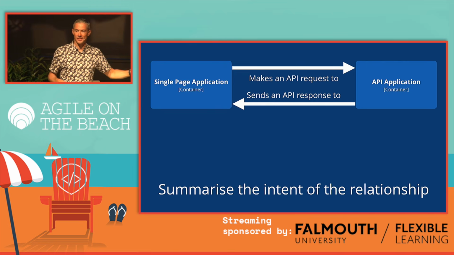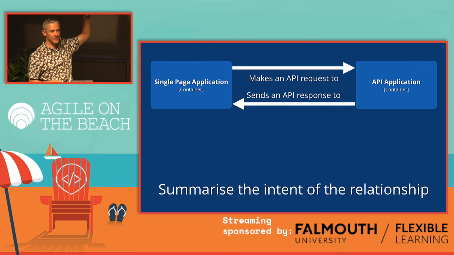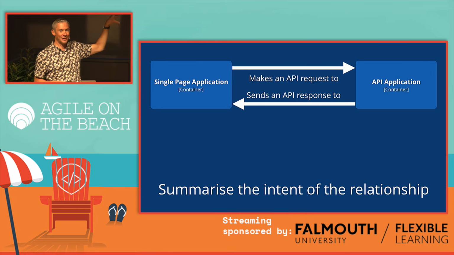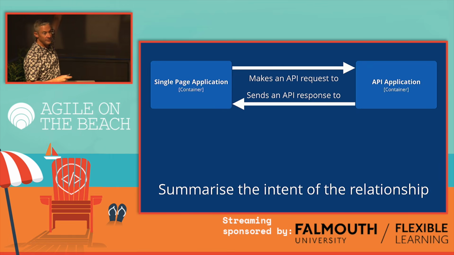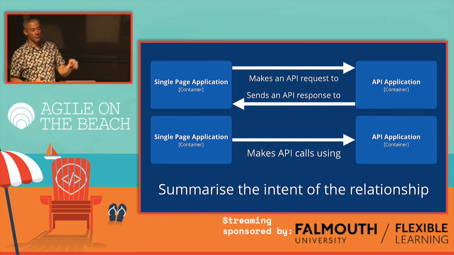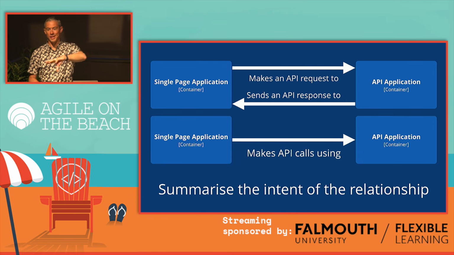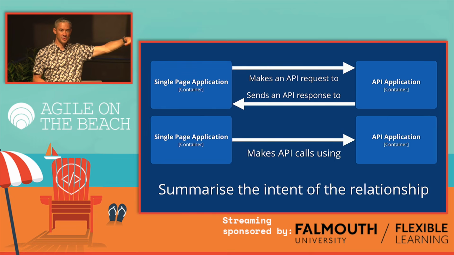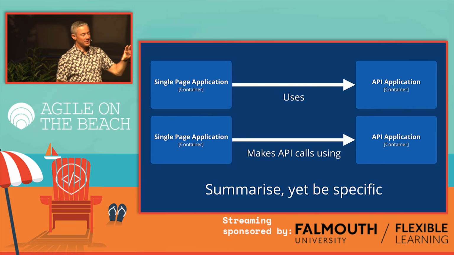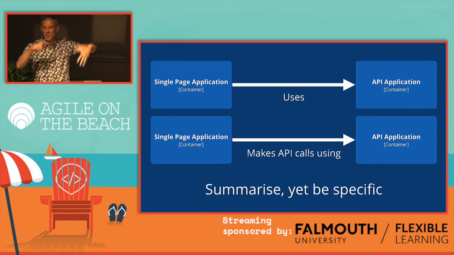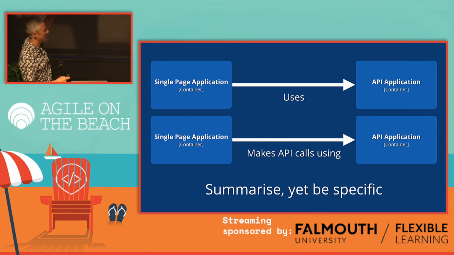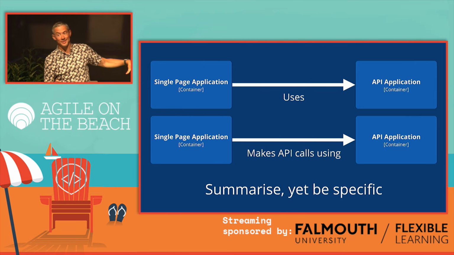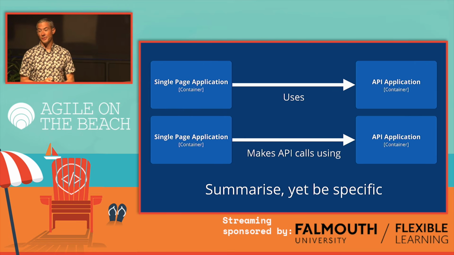And although that makes sense, if we show both directions for every relationship, we're going to get a very, very cluttered diagram really, really quickly. So what I'm going to do instead is summarize the intent of those two arrows in a single arrow. So I would rather say something like that. The single-page application makes API calls using the API application. I will try to avoid uses. Again, uses is quite a general, vague, generic term, so I'll try to be as specific as I can, but keep it short.